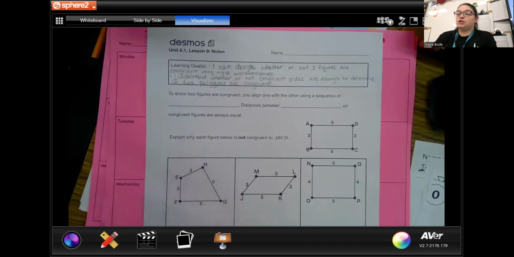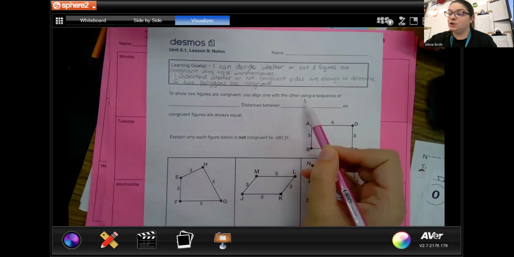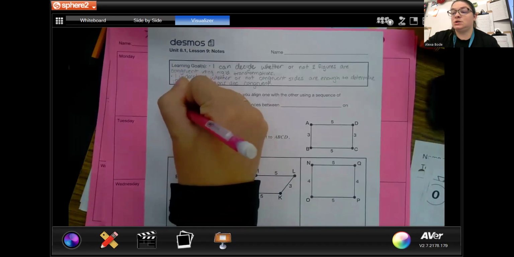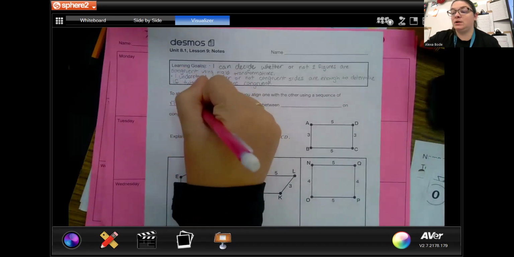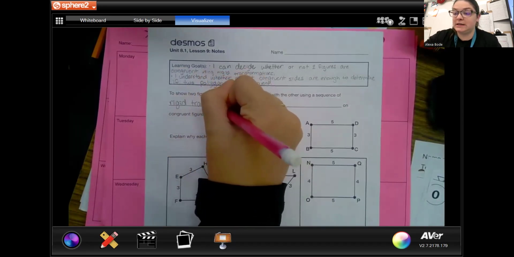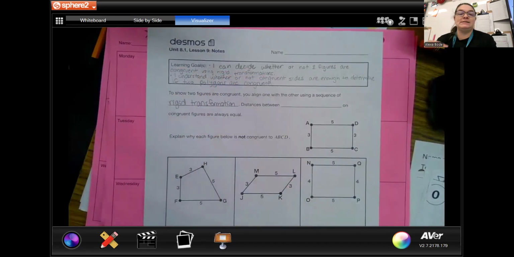So for our notes, to show 2 figures are congruent, you align one with the other using a sequence of rigid transformations. So this is what we were working with last week. We learned the actual definition for rigid transformations keeps them congruent, and a sequence of them, like we were working on Wednesday last week. Doing more than one transformation is a sequence. If those transformations you do are translation, reflection, or rotation, your shapes are going to be congruent.